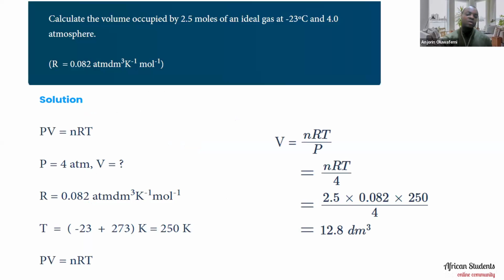So let's look at this question to test out the equation that we just generated. Calculate the volume occupied by 2.5 moles of an ideal gas at minus 23 degrees Celsius and 4.0 atmosphere. Our R is given to us to be 0.082. Okay.